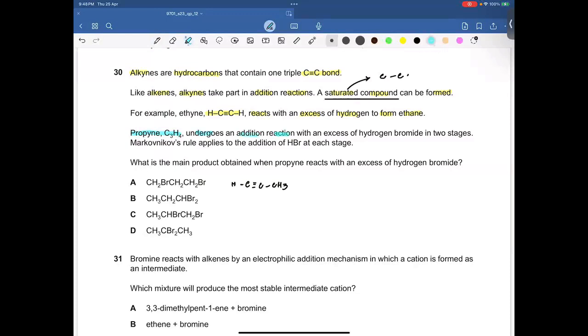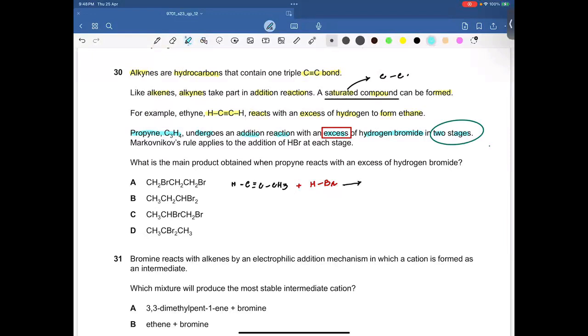Propyne undergoes addition reaction with an excess of hydrogen bromide, HBr, in 2 stages. Okay, 2 stages is really, really important.